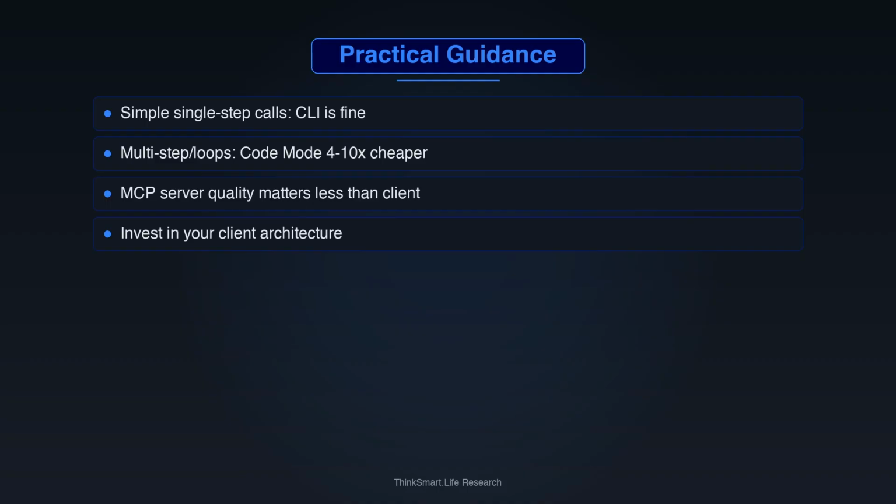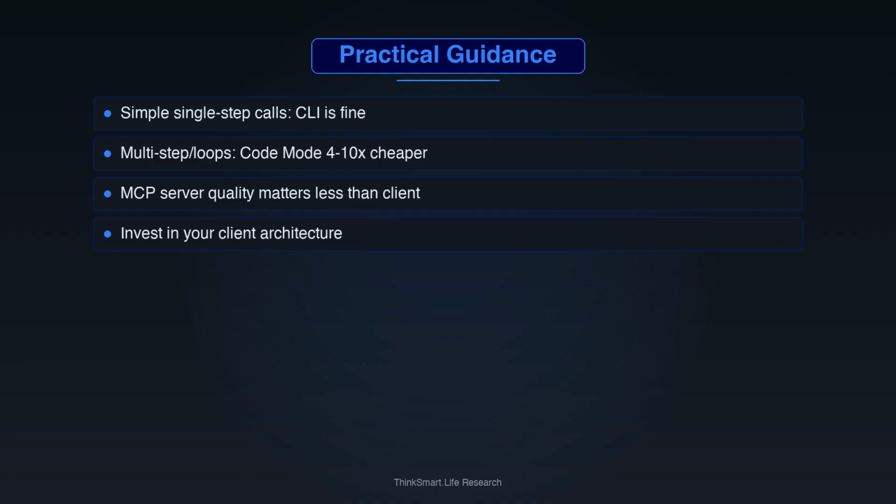The smarter approach is to route by task type. For simple reads and single operation writes, CLI is fine. For anything multi-step, especially loops or more than 3 sequential API calls, route to Code Mode. A simple heuristic on estimated step count captures most of Code Mode's savings.